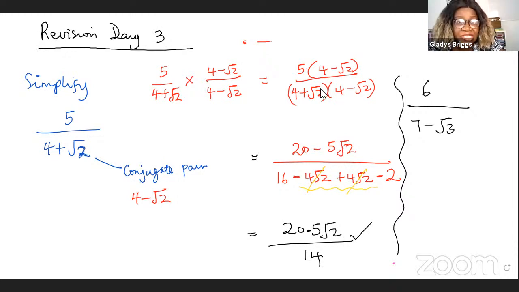Well done, Hamad. We'll see now what others are getting, okay? See what the others are getting. Okay, somebody got 21 plus 3 root 3 over 23. Somebody else got 21 plus 6 root 3 over 23. So we'll see who is correct.